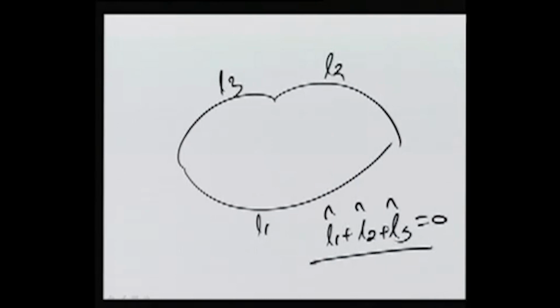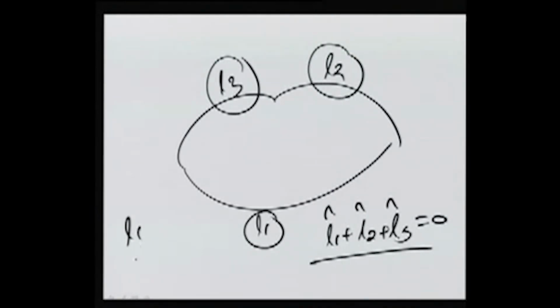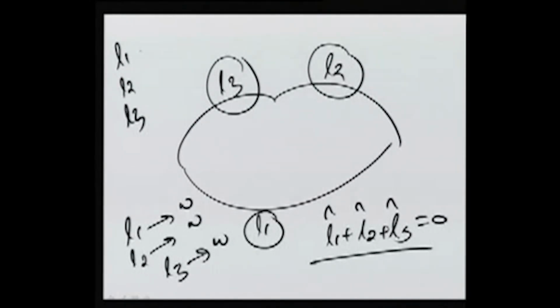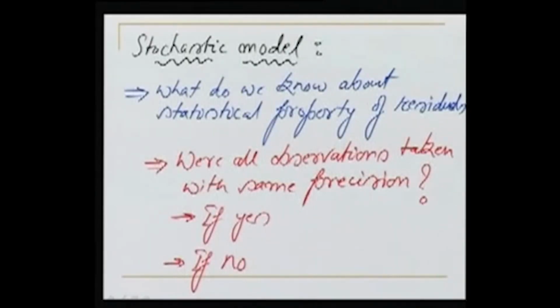That's the functional model. Now what is the stochastic model in this case? Stochastic model will talk about the quality of L1, L2 and L3. If L1, L2 and L3 all are observed with same precision, we'll say all of them have the same weight. If L1, L2 and L3 are observed with different precisions, we can say these observations have different weights, isn't it? So that's the stochastic model. So stochastic model means, do we know about this statistical property of observations or residuals?